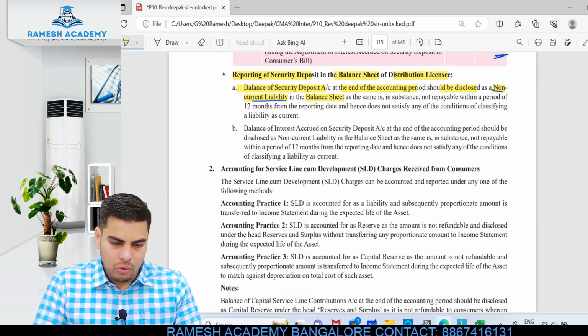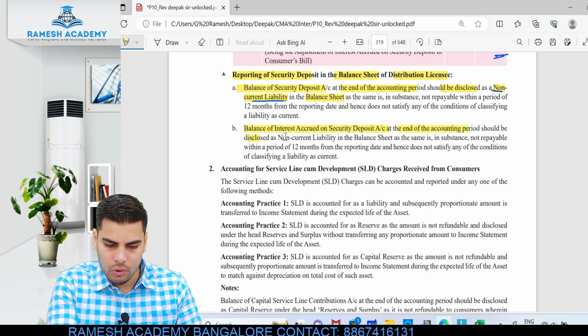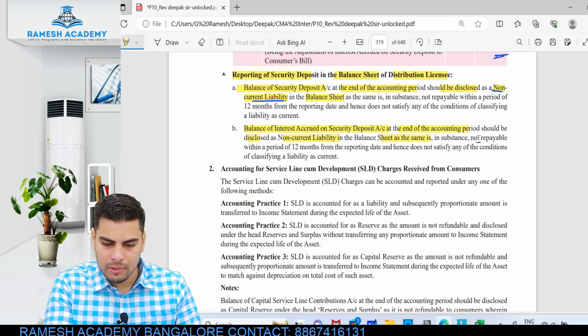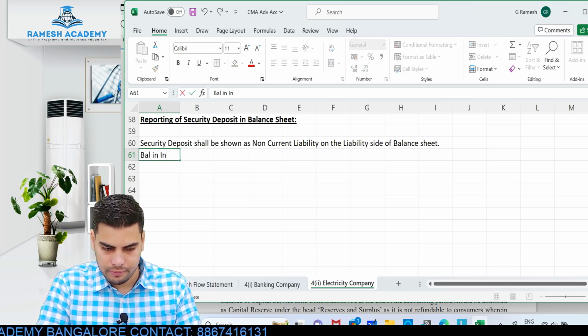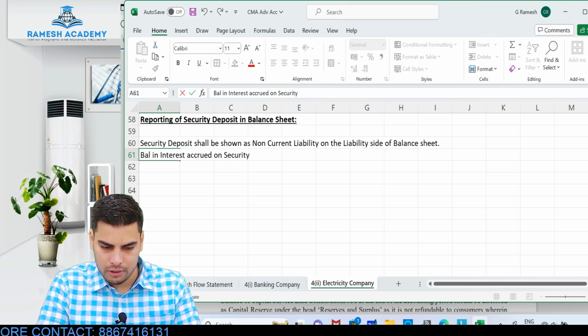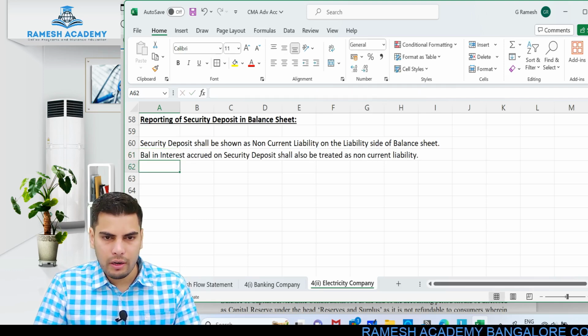All right. So what about the balance of interest? Balance of interest accrued on security deposit at the end of the accounting period should be disclosed as non-current liability in the balance sheet, as the same is not in substance repayable within 12 months. Same way, balance in interest accrued on security deposit shall also be treated as non-current liability. Just like how we treat the security deposit, below that whatever is the interest on this particular security deposit also will be shown in the same manner. All right.